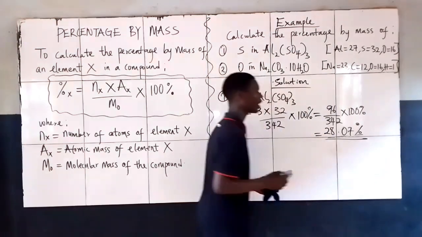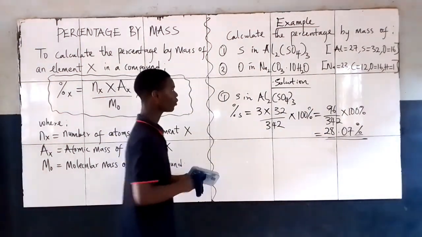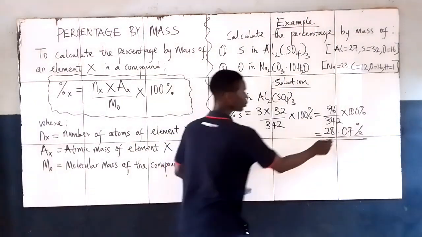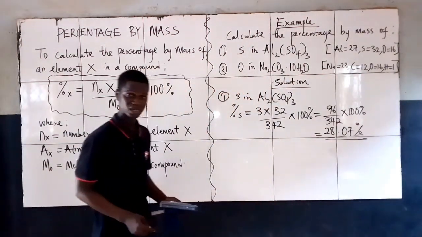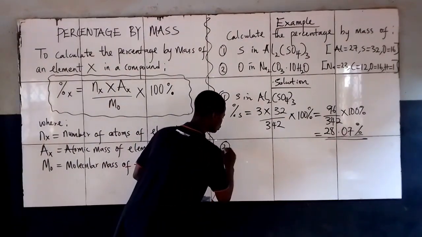percentage. And this is our answer. That is to say, the percentage by mass of sulfur in this compound is 28.07%. Okay, that is the answer to the question. So let's go straight to question 2 without wasting time.